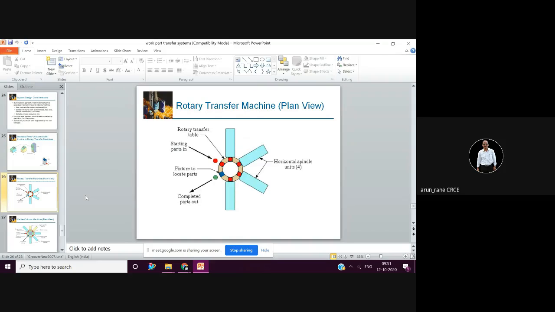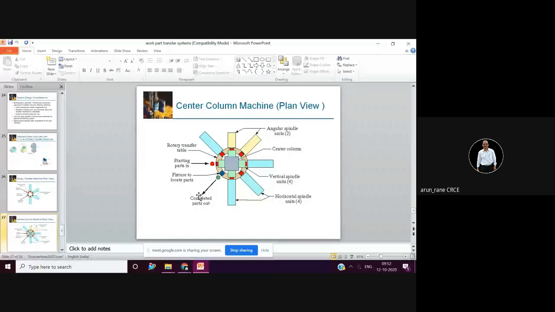This is the plan view, the same as I have already shown. That is, you have a part in and then a part out here. Same thing, the top view.